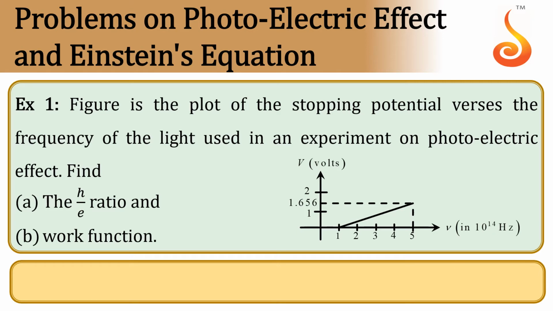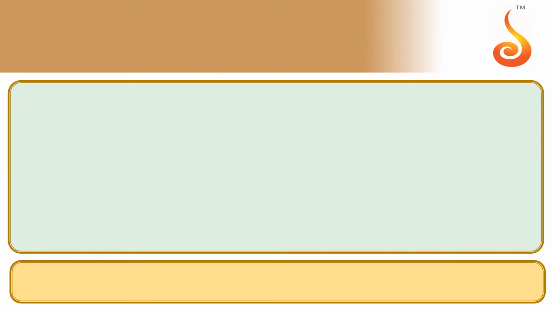So in the graph it is clearly understood that the threshold frequency of the given metal is 1 into 10 power 14 Hz, and as the frequency increases, the potential value also increases. So we need to calculate the h by e ratio as well as the work function. So let us see that.